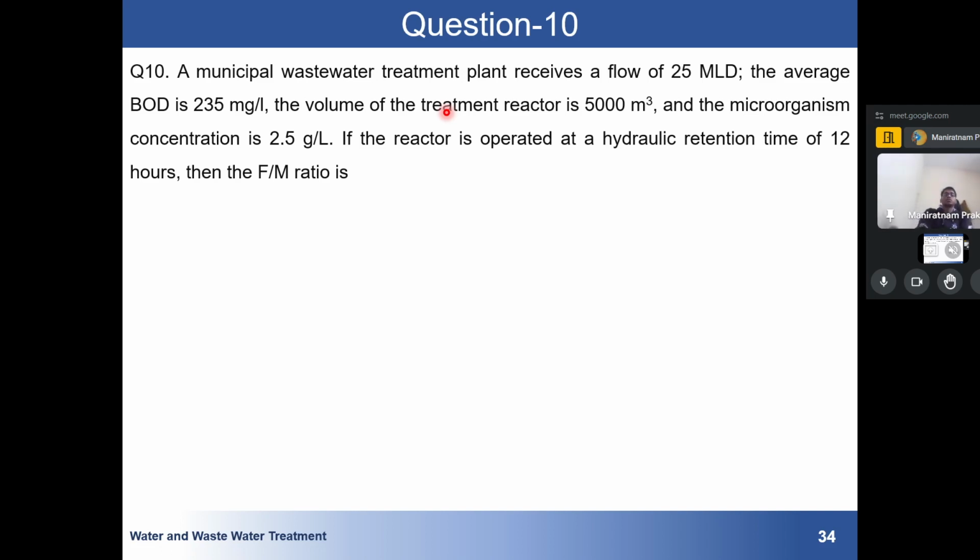Coming to the second last question: a municipal wastewater treatment plant receives a flow of 25 MLD. 25 MLD means 25 million liters per day. Million means 10 to the power 6 liters per day. The average BOD coming into the system is 35 milligram per liter. The volume of the reactor is 5000 meter cube. The microorganism concentration, that is X, is 2.5 gram per liter. If the reactor is operated at a hydraulic retention time of 12 hours, find the food to mass ratio.